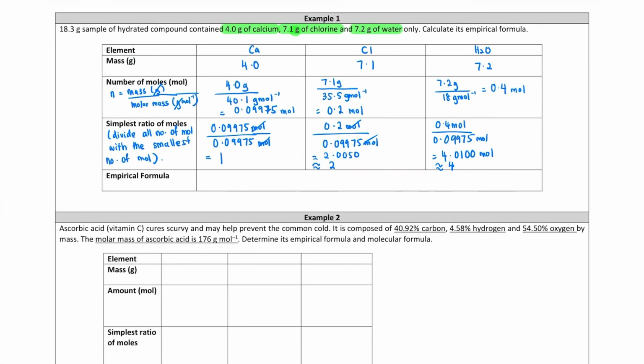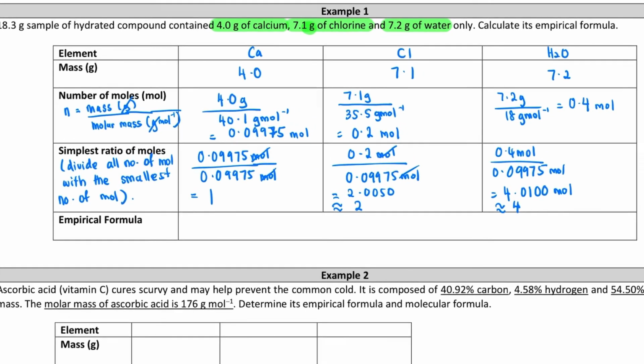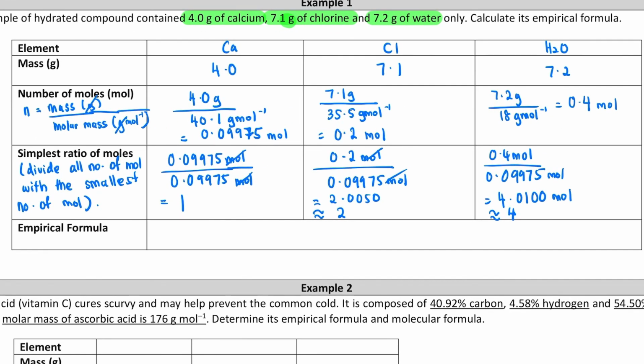Right, so now done. We have got all our ratio, and our ratio is all in whole number, tak ada yang dalam bentuk perpuluhan. So maksudnya we can determine the empirical formula straight away lah. So empirical formula, kalsium ada 1, so just write down Ca lah. Cl ada 2. Sebab apa ada 2? Sebab ni lah Cl ada 2.